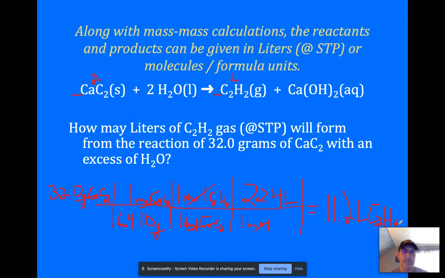Okay, there you go. So grams to moles by using the periodic table, mole ratio from the balanced equation, and then going to liters. Okay.